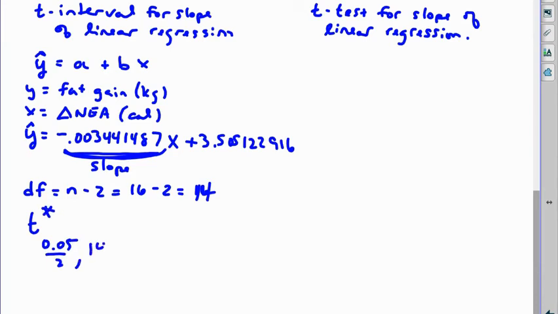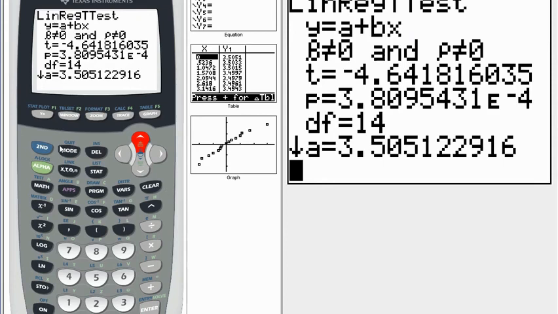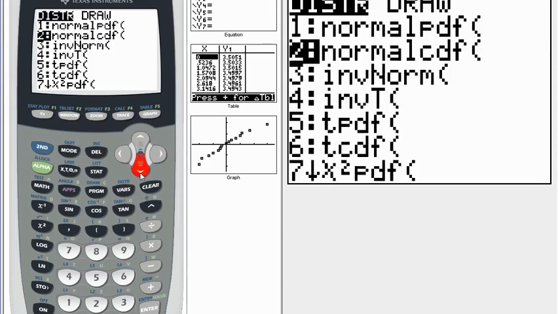My critical t value for 0.05 divided by 2 with 14 degrees of freedom is, let's look at this with the inverse t. We can see what it was.